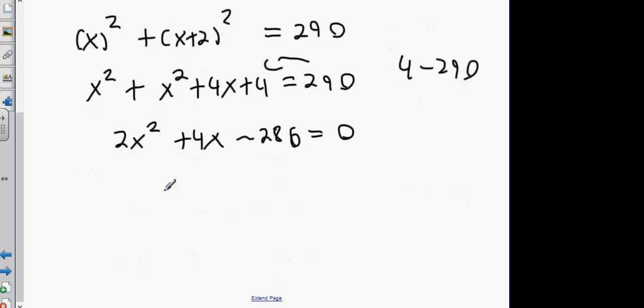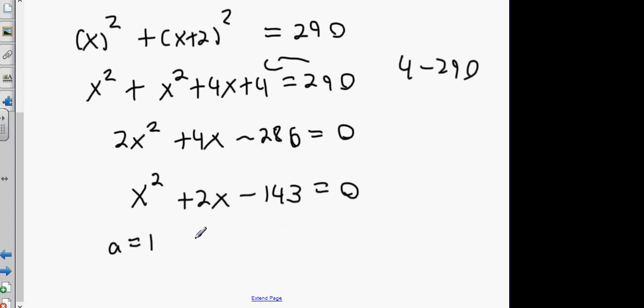Next thing we've got to do is divide by 2, and we're going to get x squared plus 2x, and what's half of 286? 143 equals 0. I recommend using the minus b formula because I don't think I'll be able to factorize that. a equals 1, b equals 2, c equals minus 143.